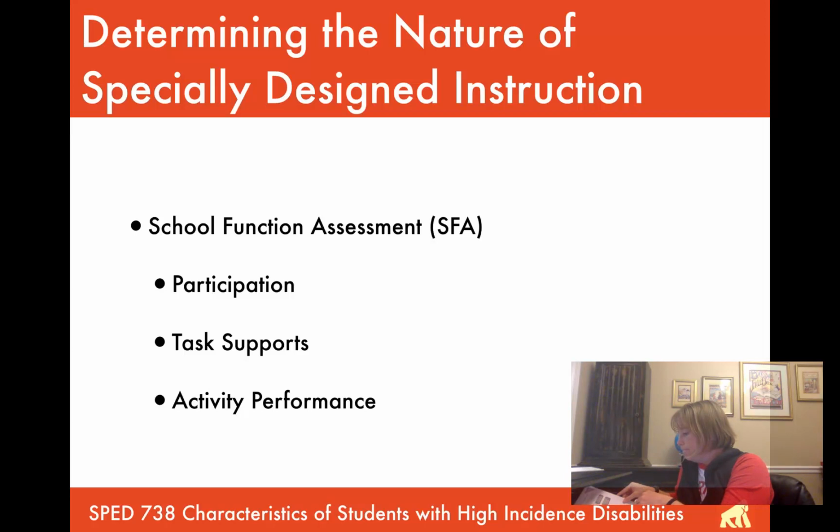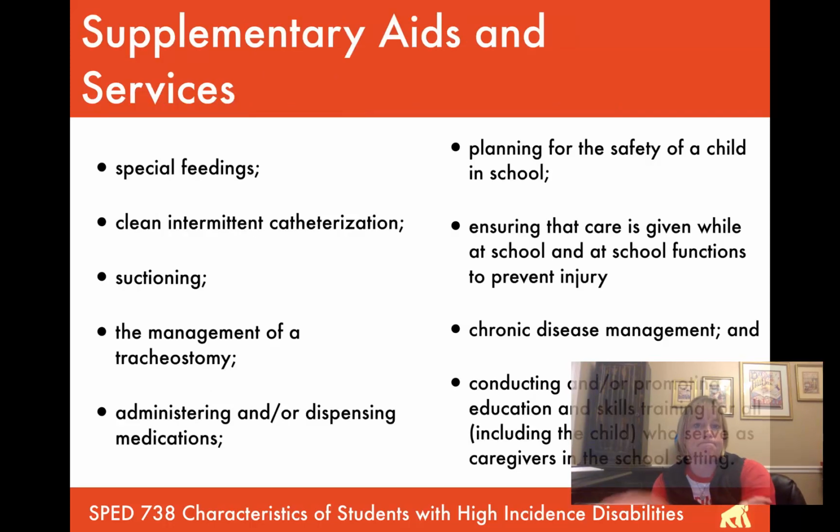Let me pull up my book here. It also helps us identify any supplementary aids and services the student might need. And then activity performance, here we're just looking at functional activities that we need through cognitive and physical skills. So by doing this assessment, it really helps us identify gaps that the student has and identify those really clear supplementary aids and services. It also allows us to clearly identify the accommodations and modifications that the student would need.